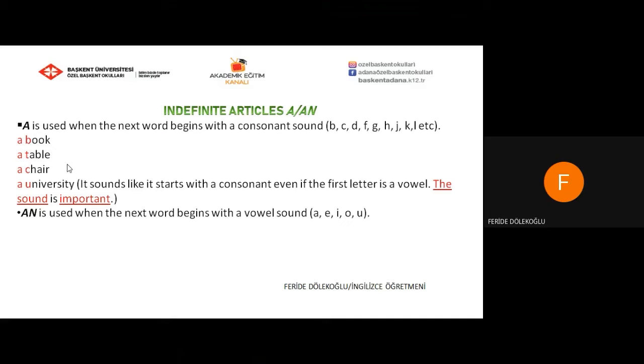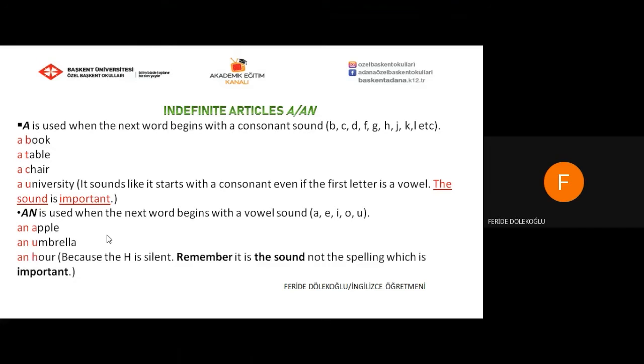An is used when the next word begins with a vowel sound. For instance, an apple, an umbrella. Look at the words. They start with a vowel sound, so we use an before them. An hour. Look at this word now. We see H here, but we hear a vowel sound because the H is silent. Now remember the rule again. It is the sound, not the spelling, which is important. That's why we say an hour.